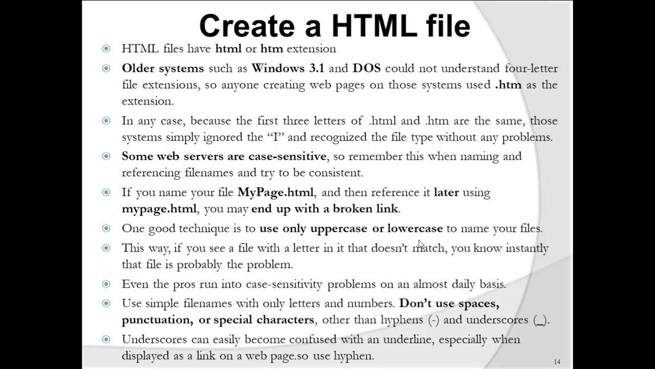The older systems such as Windows 3.1 and DOS could not understand four-letter file extensions. So anyone creating web pages on those systems used .htm as the extension. That was the reason why .htm was introduced. But my preference is always to save it with .html to avoid prompts. .html is the preferable extension to be used. In any case, because the first three letters of .html and .htm are the same, those systems simply ignore the L and recognize the file type without any prompt. So that was the reason we had it before.